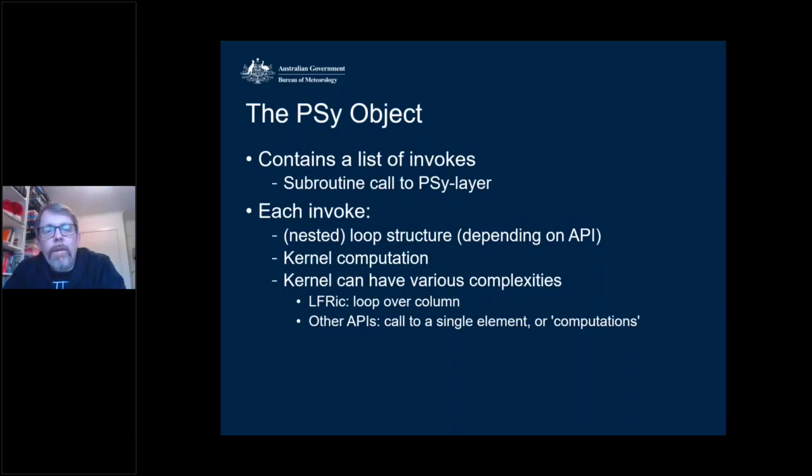And if I say kernel computation, it can have various complexities. As you have seen in LFRic, a kernel is actually a loop over a column. So it's actually a reasonably expensive function by itself. In other APIs, a kernel is actually just a single element of an array. So it's a very short and small function. So we need to take care of this in some cases, as you will see later.